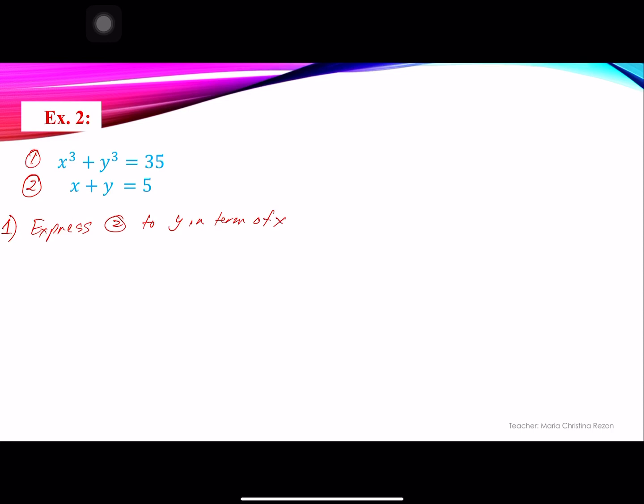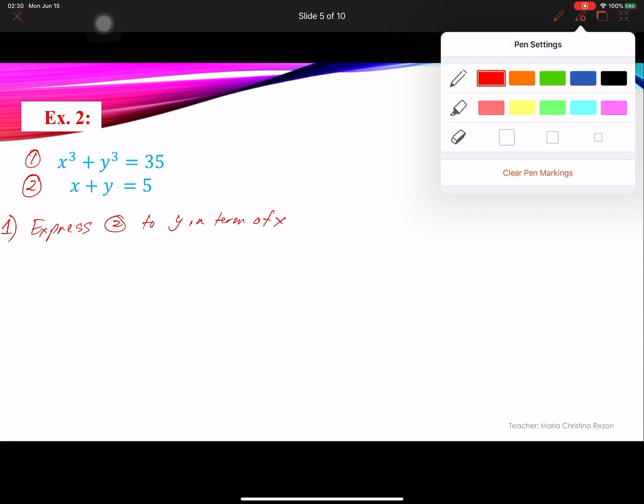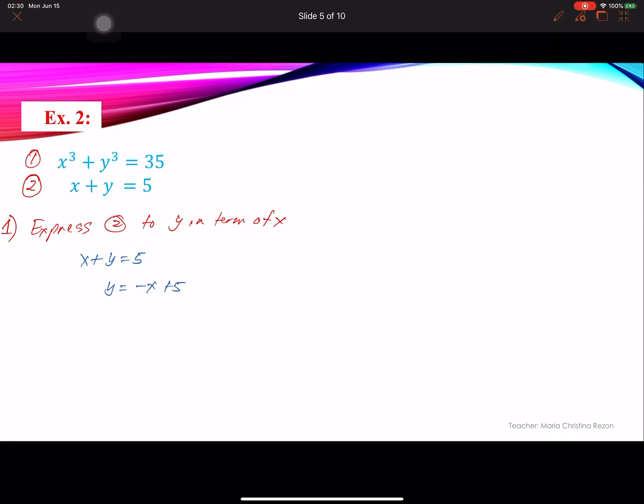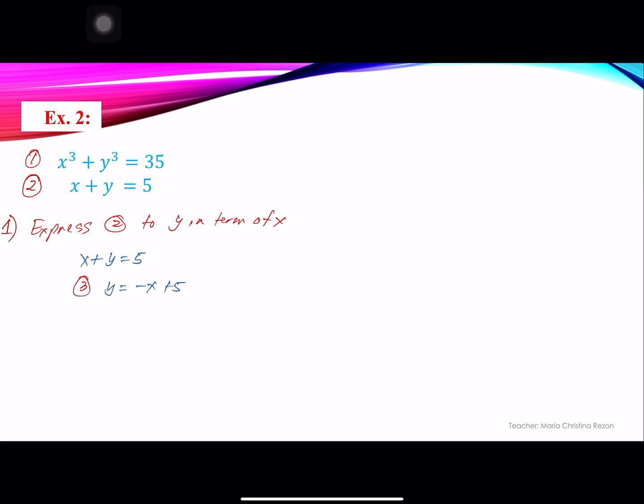So what will happen when you express that to y in terms of x? You will have x plus y is equal to 5, then y is equal to negative x plus 5. And you call that equation 3. So this is your equation 3. The next step that you're going to do is substitute your equation 3 to equation 1.